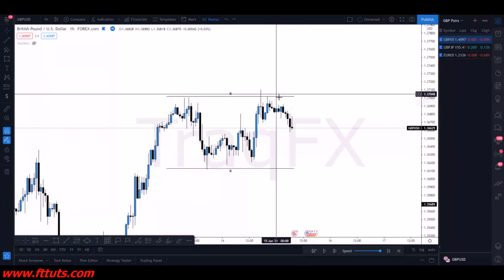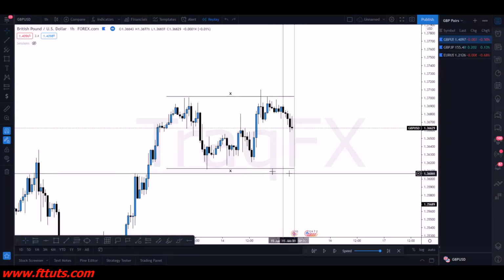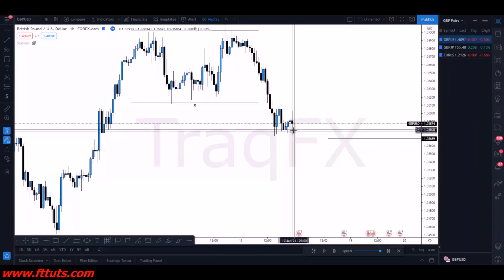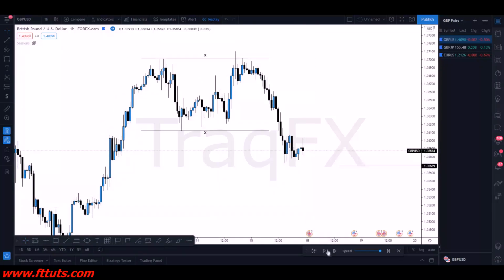So we have equal lows, equal highs. Obviously the market is going to take out the lows first and then take out the highs. And look what ends up happening. The market takes out the lows. Takes out the lows, what ends up happening after?